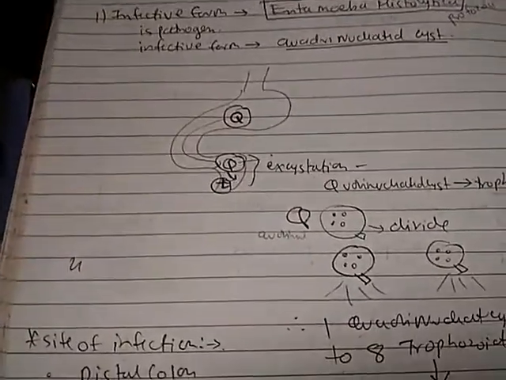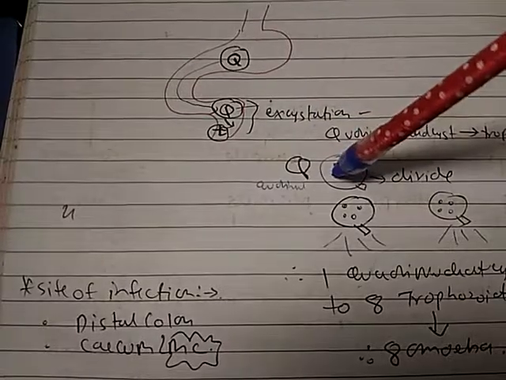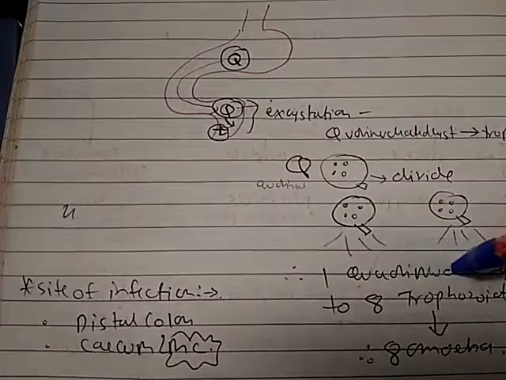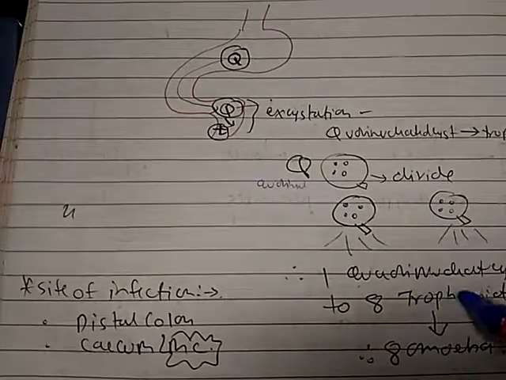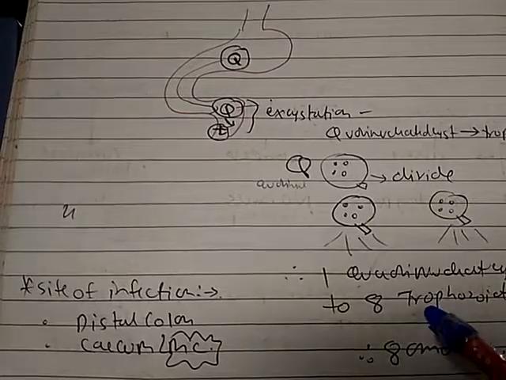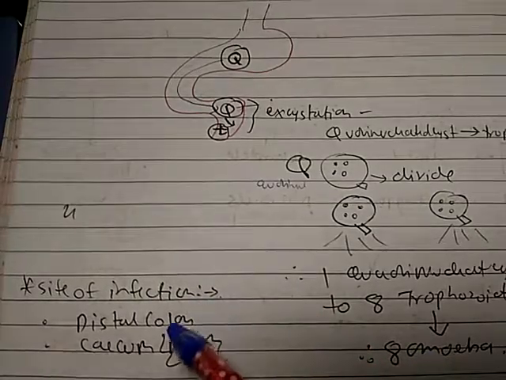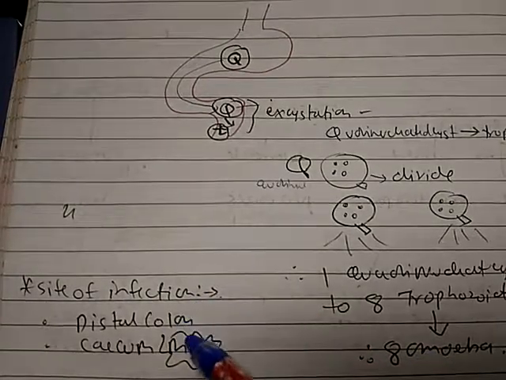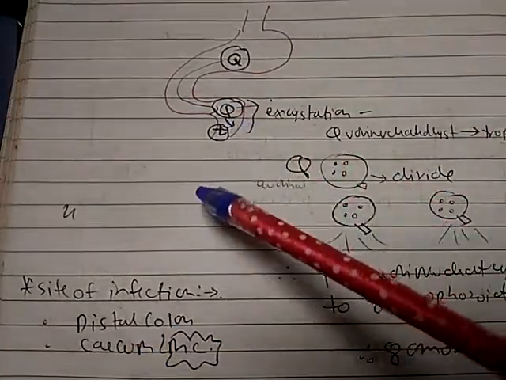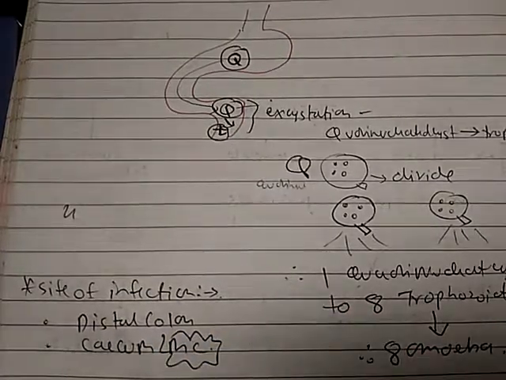Then further, this quadrinucleated cyst gets divided, and one quadrinucleated cyst forms 8 trophozoites. So one quadrinucleated cyst forms 8 amoebas. 8 trophozoites will form 8 amoebas. Site of infection, or site of this excystation, is most commonly distal colon and cecum. So the cyst enters, and the excystation and infection at distal colon and cecum is the most common.